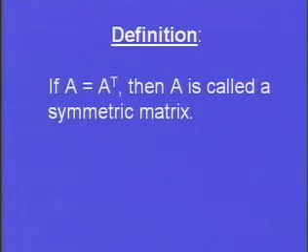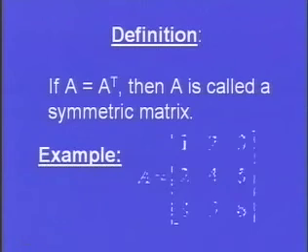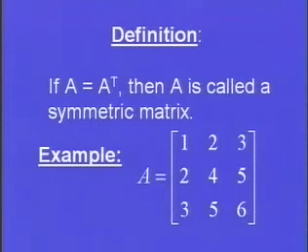Okay, next a definition. If A is equal to A transpose, then A is called a symmetric matrix. So if I take the transpose, if I switch the rows and columns and nothing happens, I have a symmetric matrix. Let's look at an example. Say that I have A is equal to the matrix containing 1, 2, 3 in the first row, 2, 4, 5 in the second row, and 3, 5, 6 in the third row.